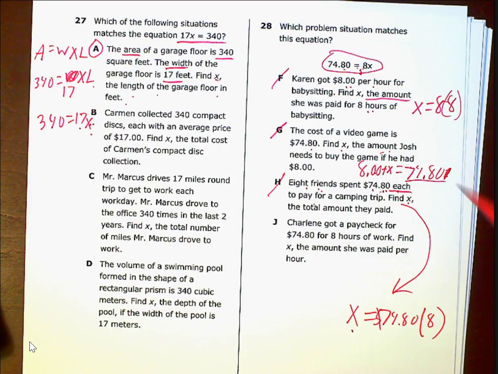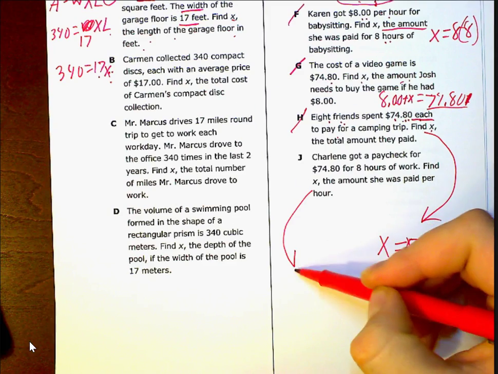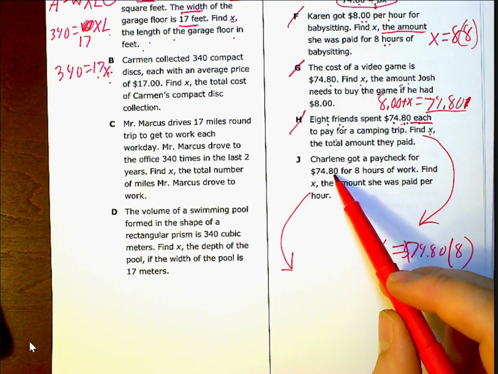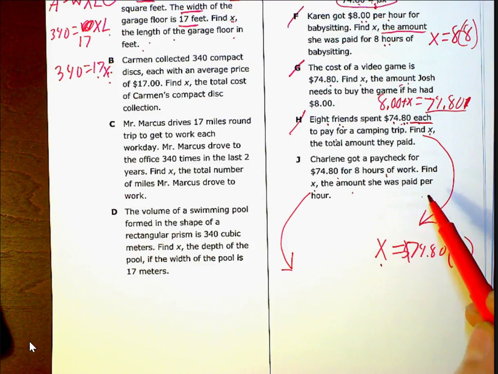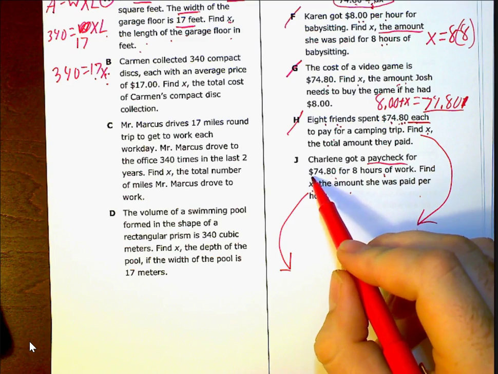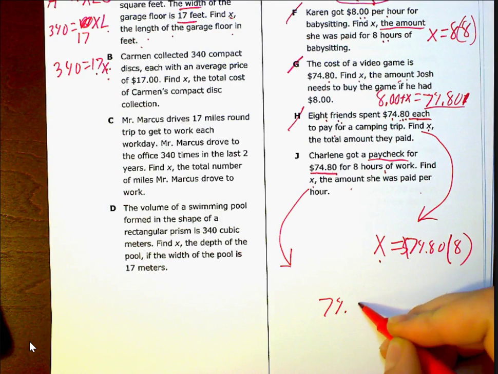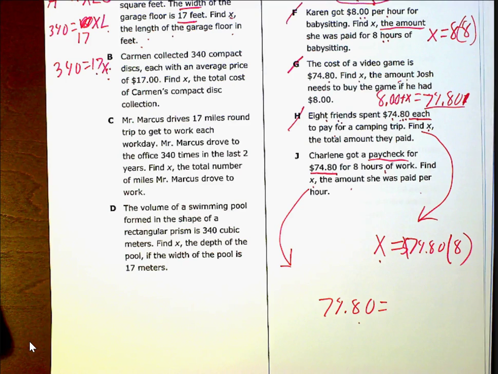So by process of elimination, J has to be right. Well, let's go ahead and work that out. Charlene got a paycheck for $74.80 for 8 hours of work. Find X, the amount she was paid per hour. So she got a paycheck, so paychecks are usually a total, and that total was $74.80. So I'm going to write $74.80 by itself. We can find that total by multiplying her rate of pay per hour times the amount of hours she worked.